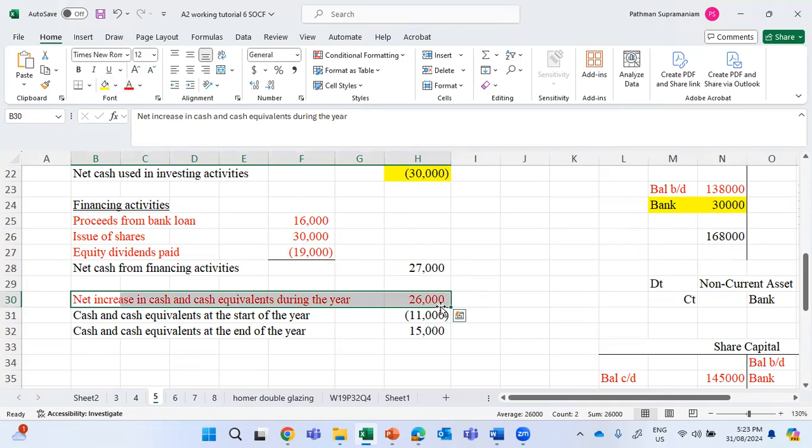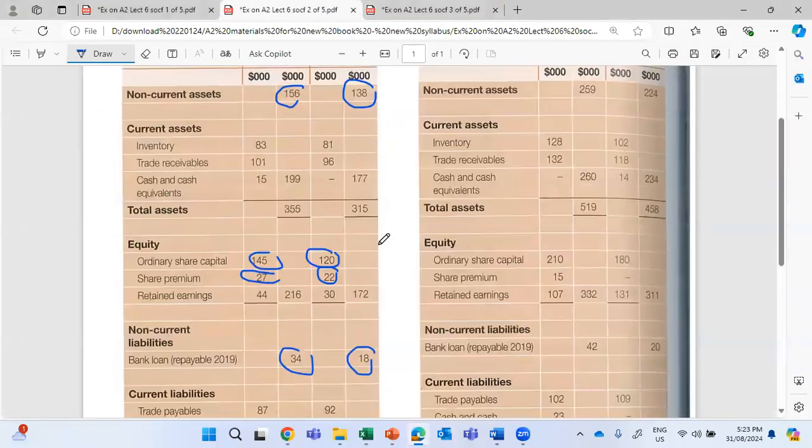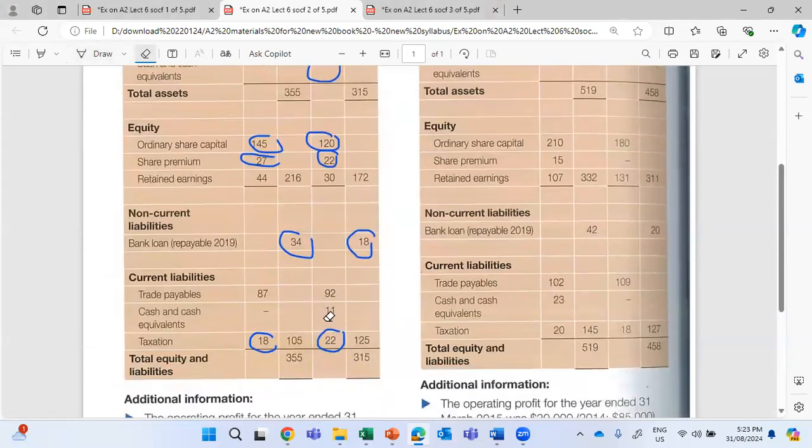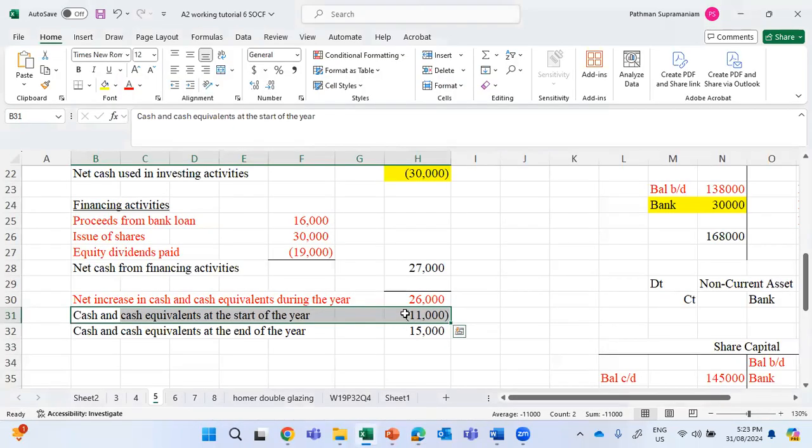So 26,000 is just the increase in cash and cash equivalent during the year. To this figure, we need to add the opening balance. For the opening balance, go to your last year's SOFP. If you don't find cash and cash equivalent under current assets, you need to check them under current liability. Here it is, 11,000. Since it's under current liability, it's an overdraft, so it's a negative balance. So 26 plus negative 11,000 is 15,000.